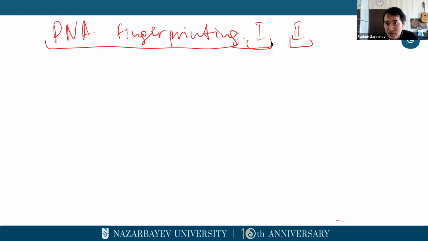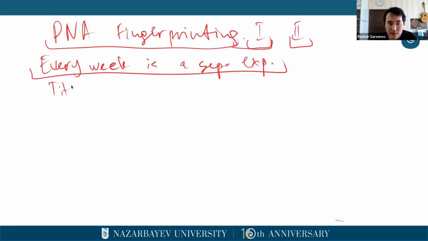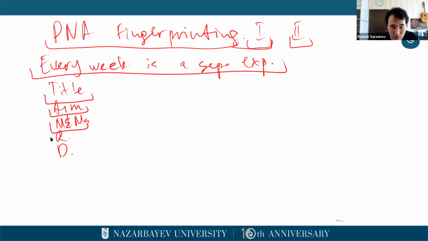But every week is a separate experiment. So for each of the weeks, you will have a title, you will have the aim, you will have the materials and methods, you also have the results and discussion. So you will need to write them all. Why? Because they are different experiments. Okay, so you perform the experiment on the first week, you analyze the results on the next week.